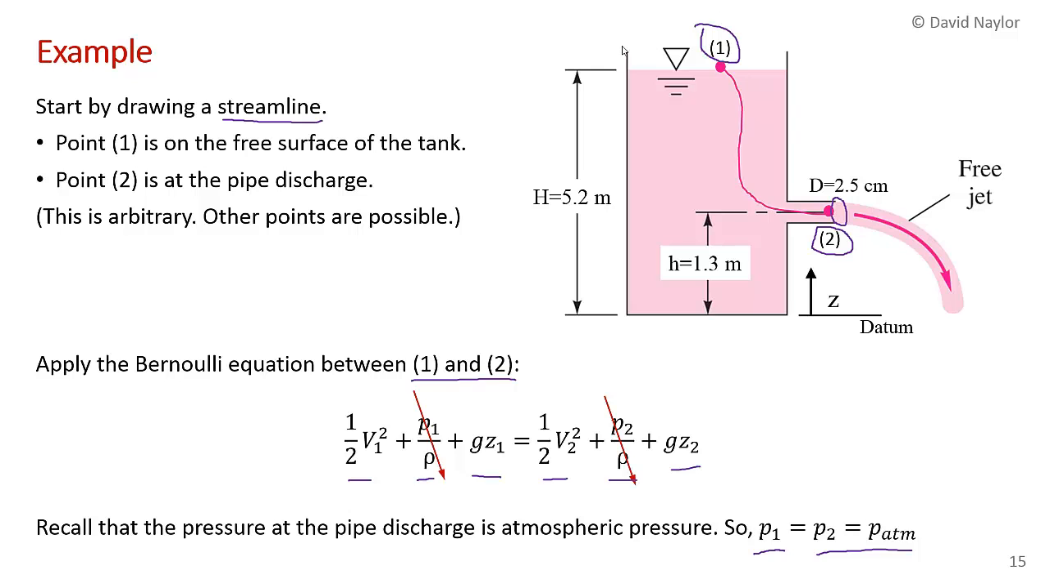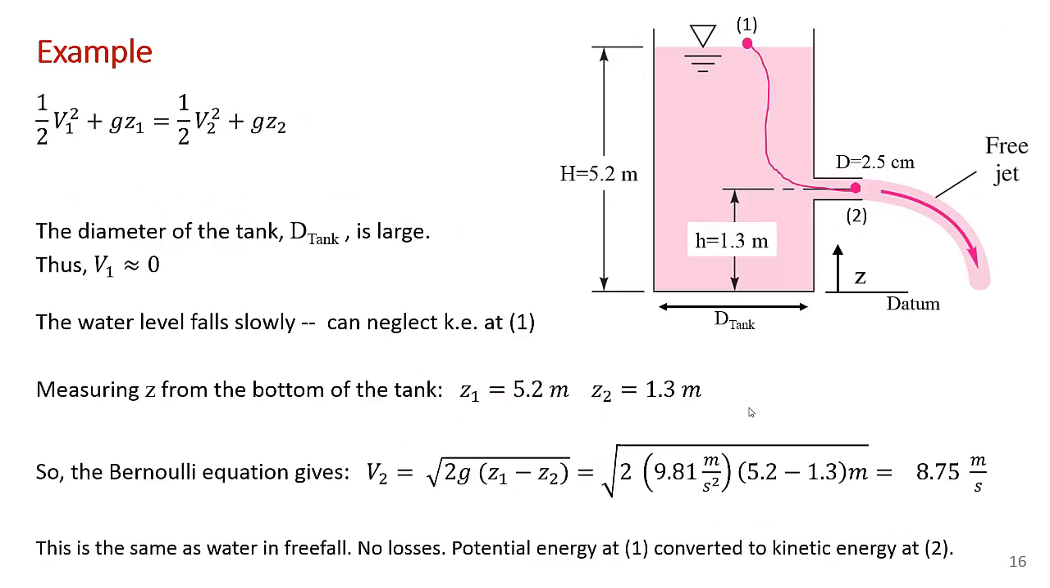If this was a sealed tank and we knew the pressure at the top of the tank in this space up here, of course that's what we would enter for P1. So it's very easy to handle sealed tanks as well. But in this case, the tank is open, so the pressure at 1 and the pressure at 2 are the same. We can cancel them. So in the next slide, I think I've rewritten this with those two terms eliminated.